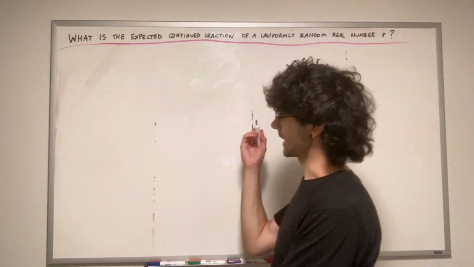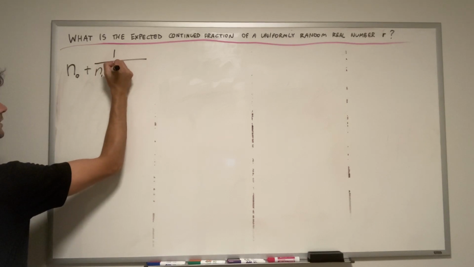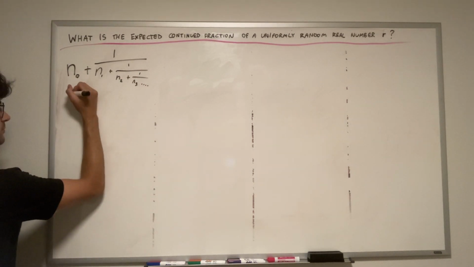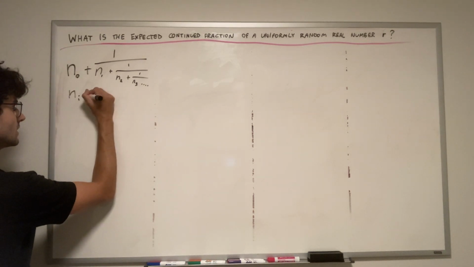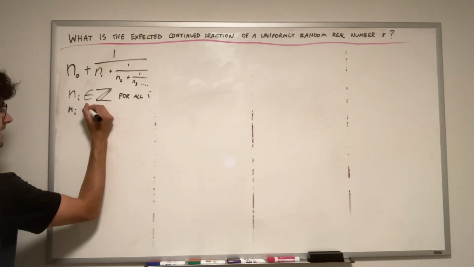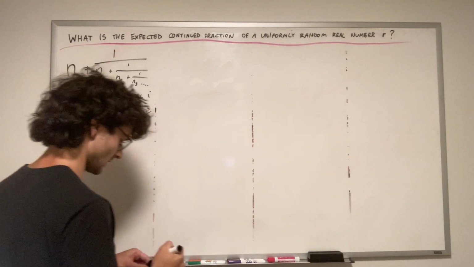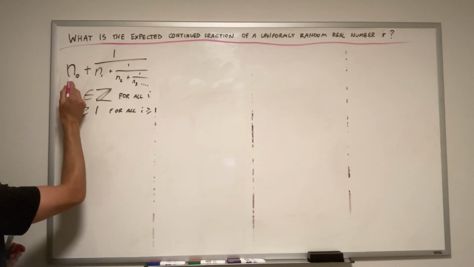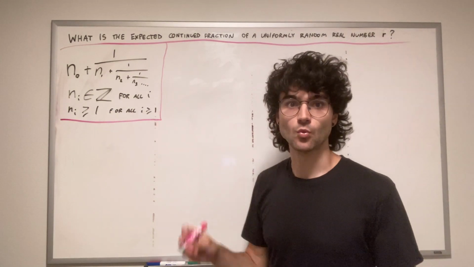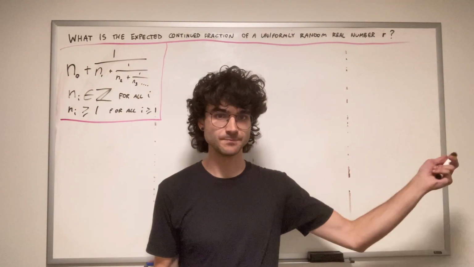So first, let's lay out what we mean by a continued fraction. That's a number of the form n sub 0 plus 1 over n sub 1 plus 1 over n sub 2 plus 1 over n sub 3, and so on. And that continues. And importantly, n sub i, all of these terms, are integers for all i, and n sub i are positive for all i that are positive. So all of these numbers are integers, and with the exception of this first term, they're all positive. These restrictions are important because they give us a one-to-one correspondence between the real numbers and these continued fractions. For every real number, we have exactly one continued fraction, and vice versa.